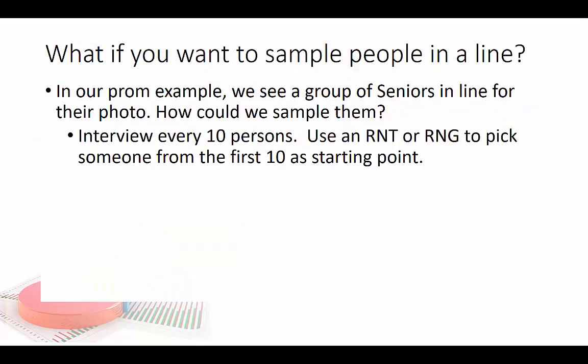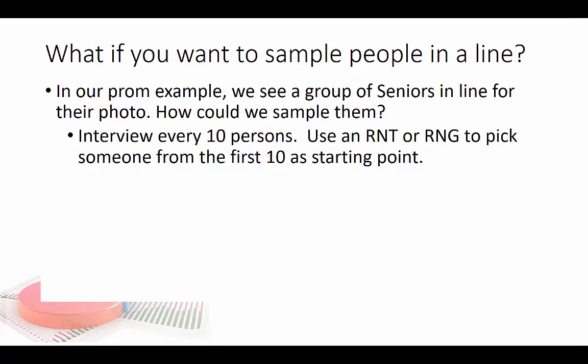So in our prom example, we could see a group of seniors in line for their photo. How could we sample them? Well, not all the seniors are going to be there all at once, so it's not like we can put their names in a hat and draw from there. What we could do is interview every 10 persons. Now, to make it random, we're going to randomize where we start in the line.